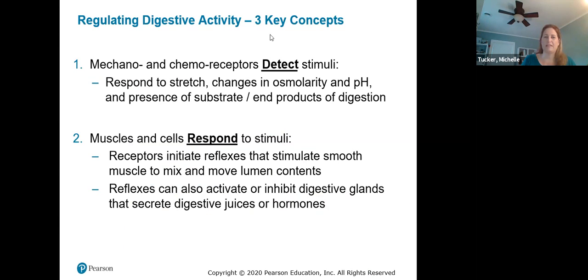For regulating digestive activity, there are three key concepts. The first one is that we need to detect the presence of stimuli. So we need to detect that food is present. And this is accomplished by mechanoreceptors, which respond to stretch. And this is important in places like the esophagus. It'll be important even in places like the stomach.